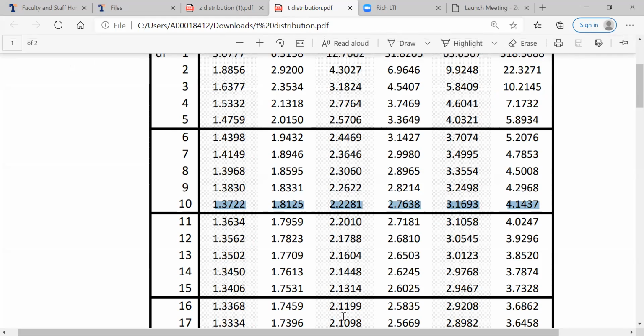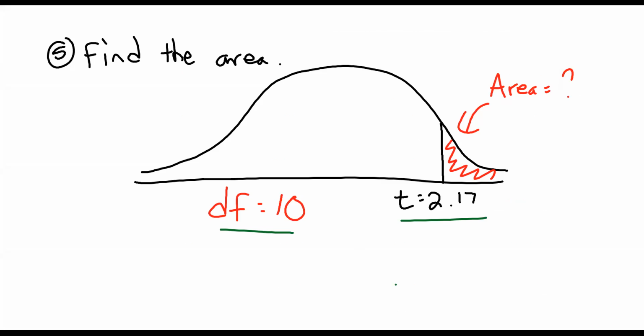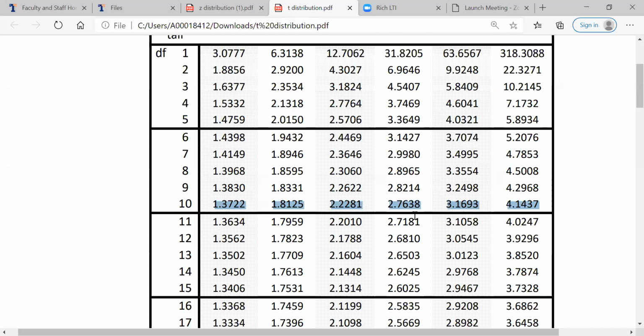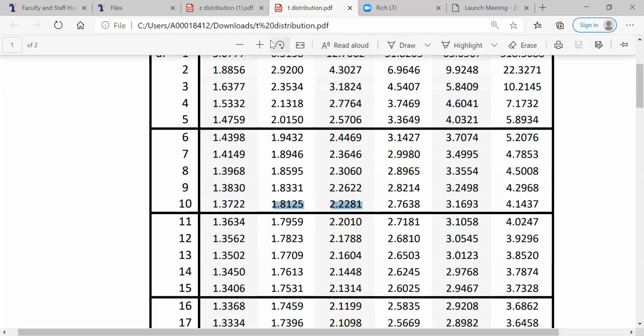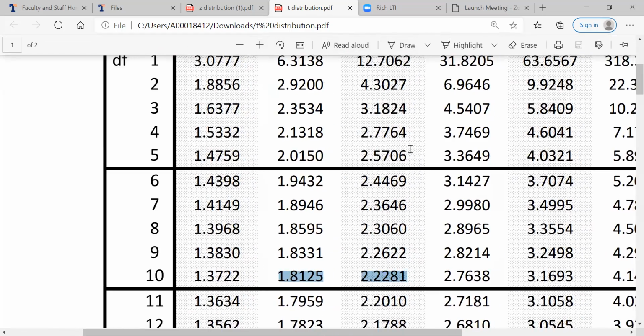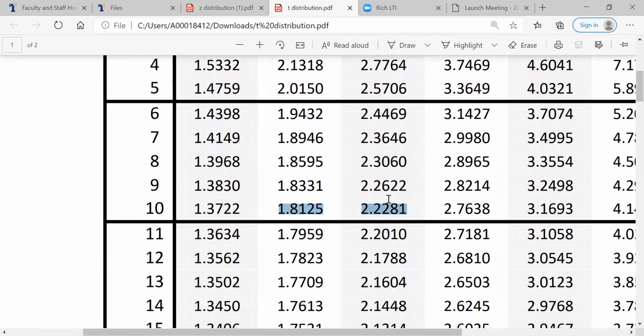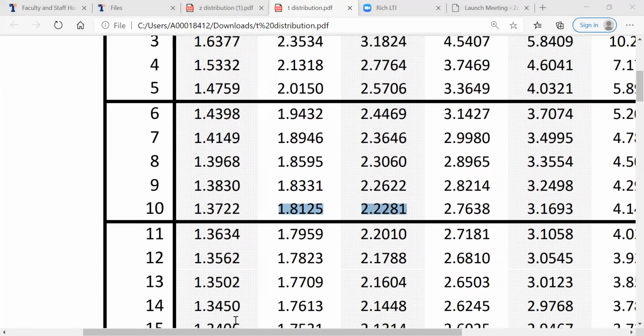There's one problem, though. The t-score in this picture was 2.17. And if we go look at the t-chart, I don't see 2.17 across that 10th row. In fact, it skips right over it. This value is less than 2.17, but as we go to the next value, it's greater than 2.17. So the t-value that we're looking for isn't there. The best we can do is trap it between these two t-values. We'll go back to the whiteboard and write what I just said.